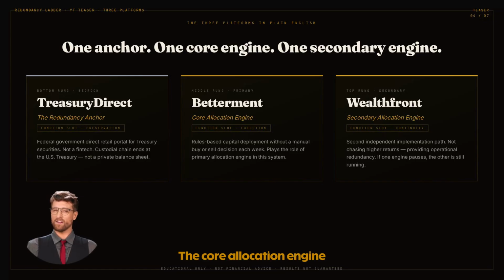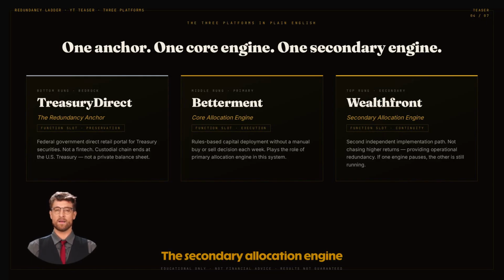The core allocation engine is Betterment. A robo-advisor's job in this system is narrow. It is not a yield product, it is not a cash account. It is a rules-based way to keep money deployed without you having to make a manual buy or sell decision every week. Betterment plays that role as the primary engine.